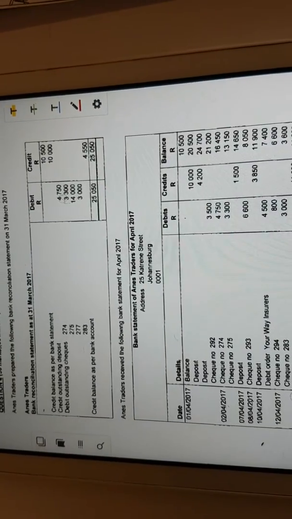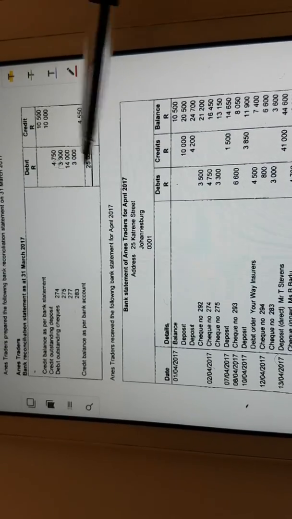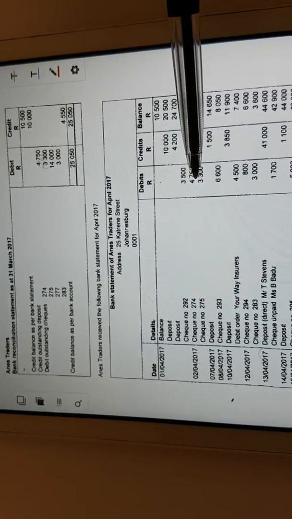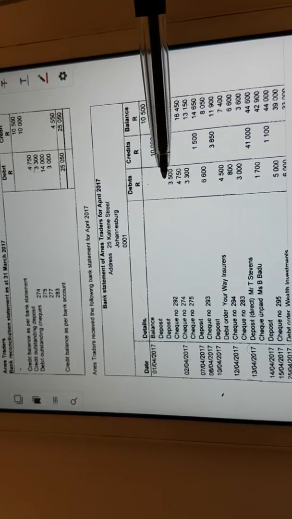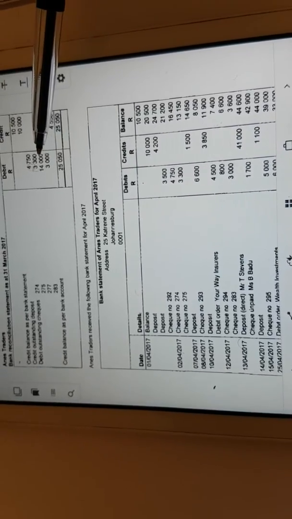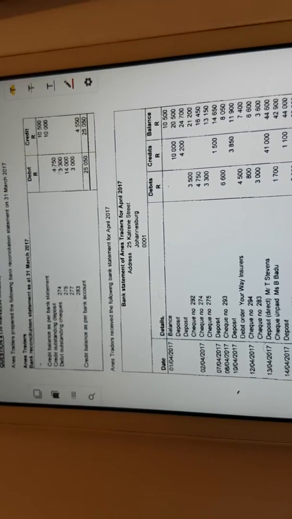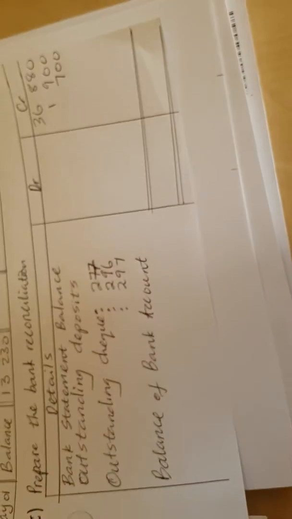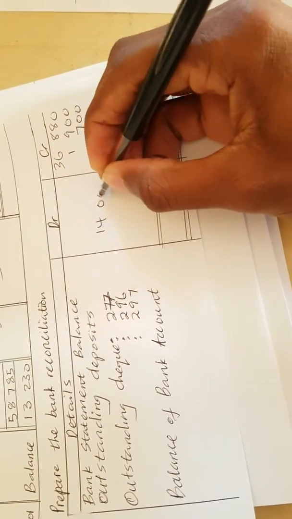But if you look at these checks, 4,750, check number 247 is there, so it's no longer outstanding. 3,300 is also here, so it's no longer outstanding. But 14,000 is not here, so check number 277 is still outstanding. Check number 277 is 14,000.